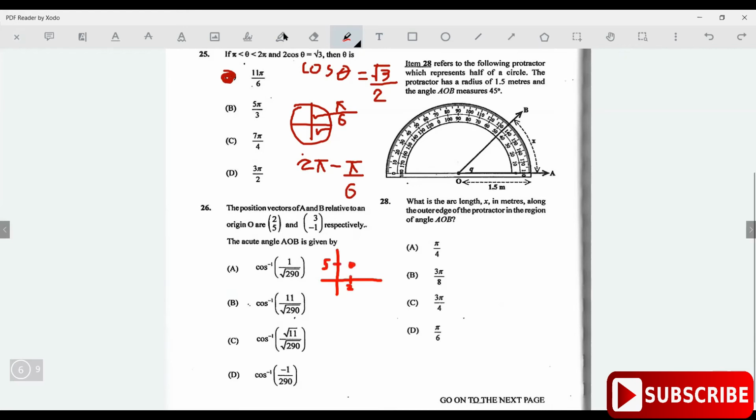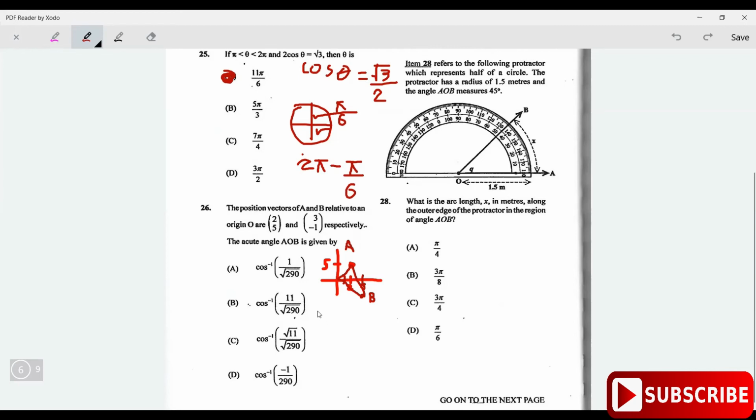And you have vector B is 3, minus 1. Let's put 3 right here and minus 1 here. So this is vector B. This is vector A. And what they want us to find is AOB. So they want us to find this angle in here. To find that angle, you need vector OA and vector OB, which we already have.